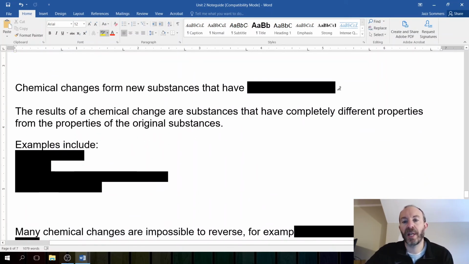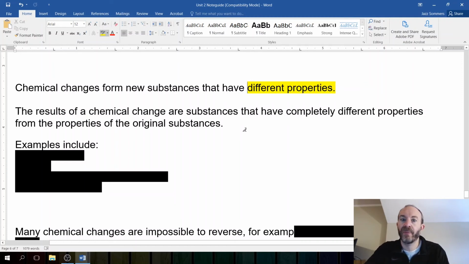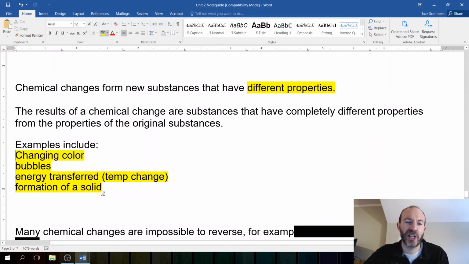Chemical changes always form new substances, and the new substances have new and different properties. That's how you can identify it. If you start with one thing and you do some reaction and now it looks different, that's probably an example of a chemical change. You can always identify chemical changes.